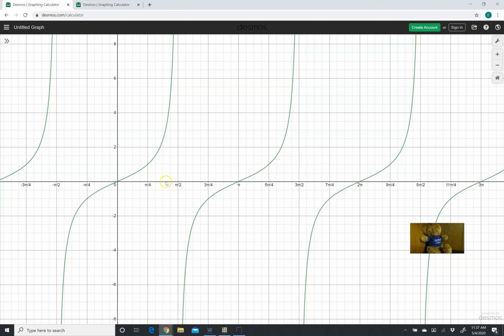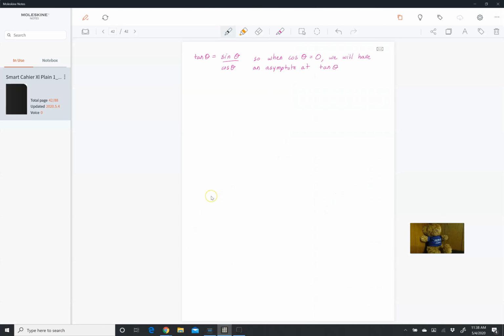And our asymptotes are at intervals of pi: at pi over 2, then we have 3 pi over 2. These are all asymptotes, okay? And one other thing that's going to be helpful is that this graph rises as we go from left to right, okay? As we go from left to right, our y values increase. So let's write that down as well, okay?